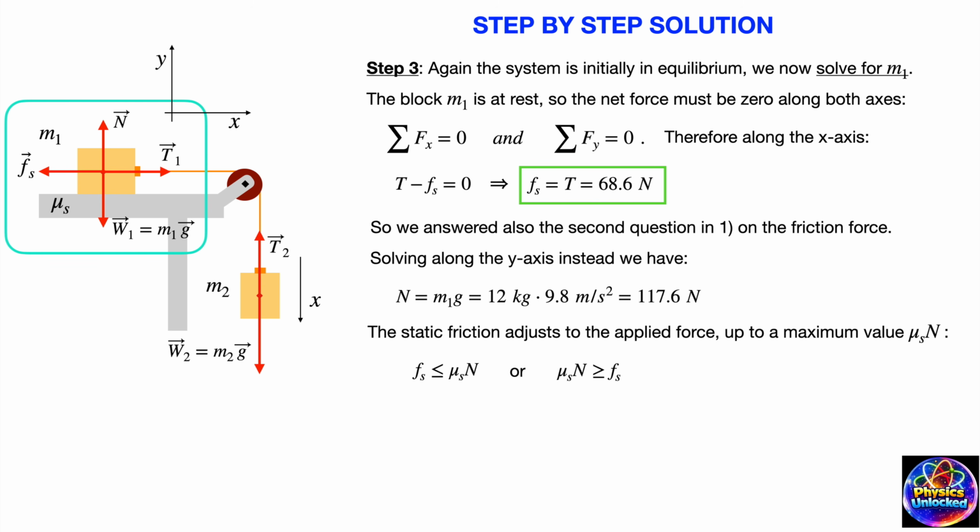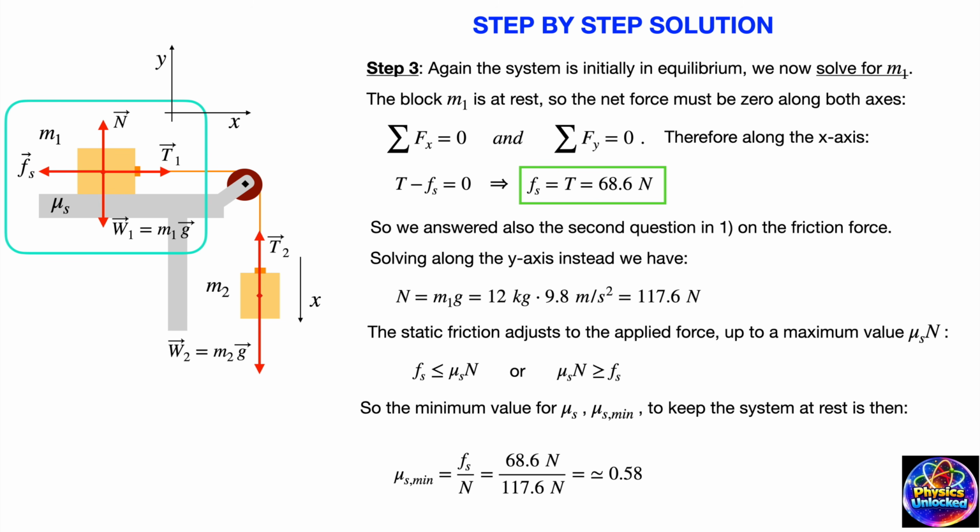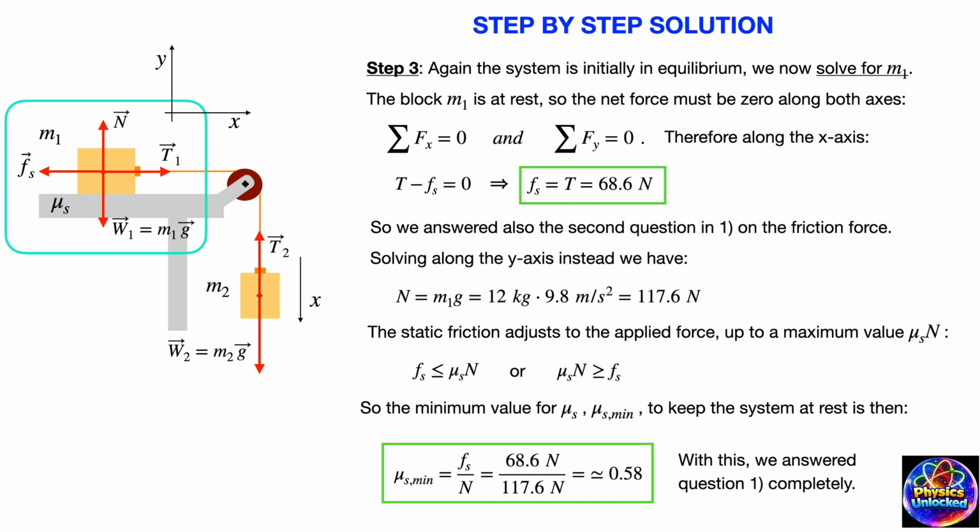So the static force Fs is less than or equal to mu s N. This is the first relationship, or we may write also that mu s N must be greater than or equal to Fs. So the minimum value for mu s, we may call it mu s min, to keep the system at rest, is then mu s min equals the static force over the normal force, and this is equal to about 0.58. So with this, we answered completely question number 1. All the 3 questions inside question number 1 now are completely answered.